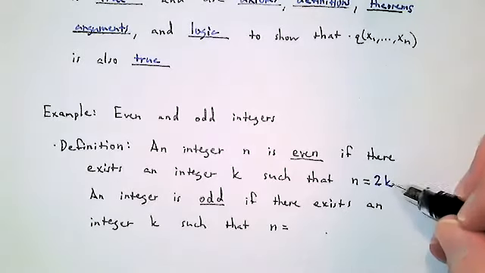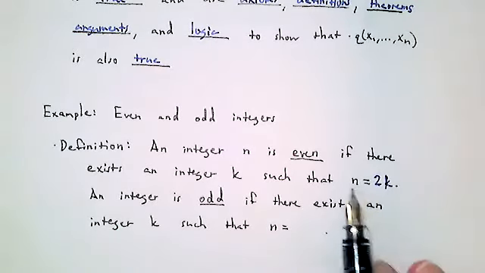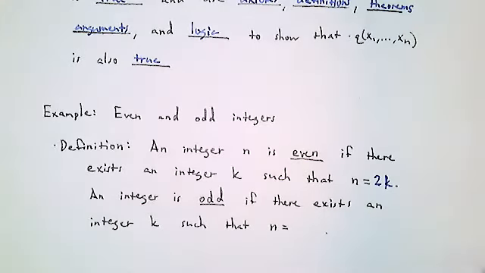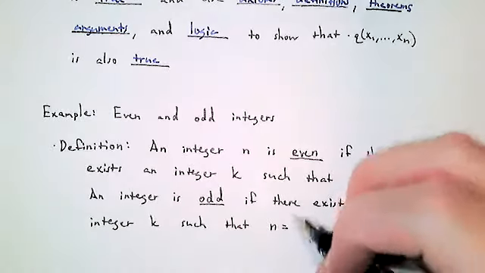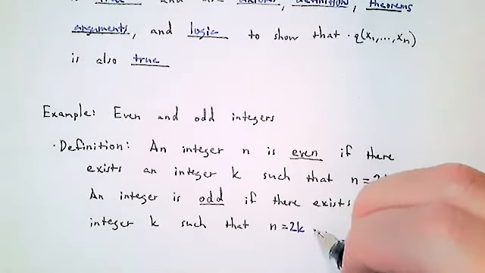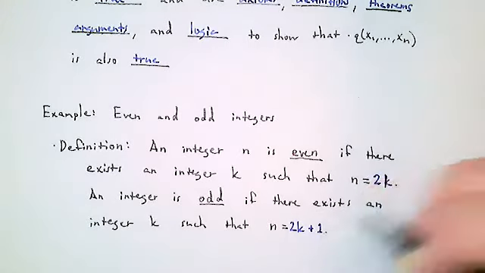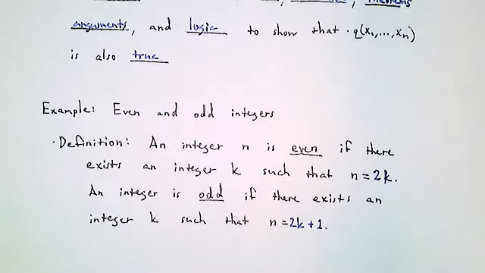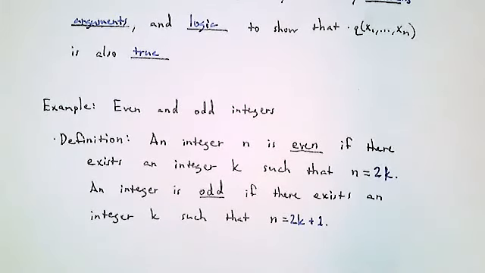So this is just a more precise mathematical way of saying that our integer is even if it's a multiple of 2. And the odd integers are the other ones. An integer is odd if there exists an integer k such that n is equal to 2k plus 1. So it's not divisible by 2. It's a multiple of 2, and then you've changed it. You've added 1. Any questions over the definitions?